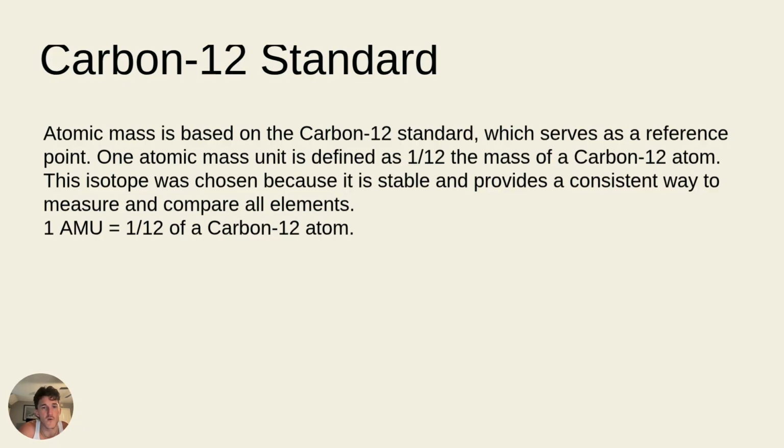So for carbon 12, atomic mass is based on the carbon 12 standard, which serves as a reference point. One atomic mass unit is defined as 1/12 the mass of a carbon 12 atom. This isotope was chosen because it is stable and provides a consistent way to measure and compare all elements.